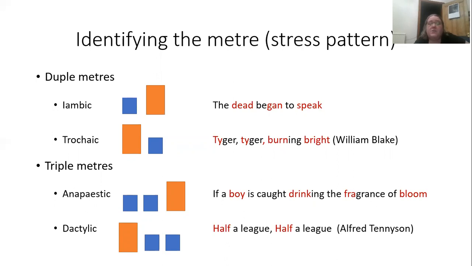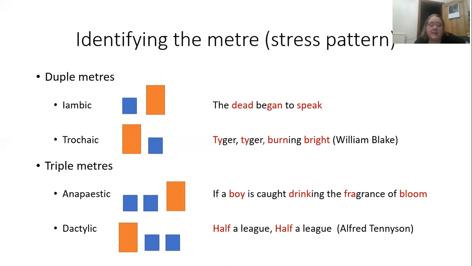Now, if we're looking at triple meters, the two most common are anapaestic and dactylic. Anapaestic goes da-da-DUM, da-da-DUM. So unstressed, unstressed, stressed. If a boy is caught drinking the fragrance of bloom. That's an anapaestic tetrameter there from the Martin's Deep poem.